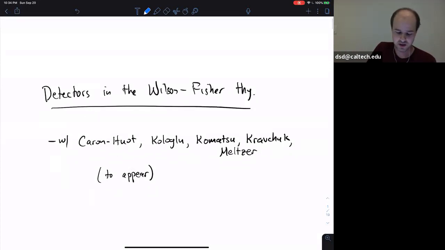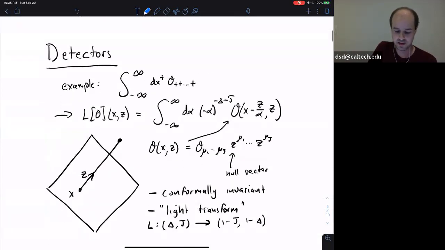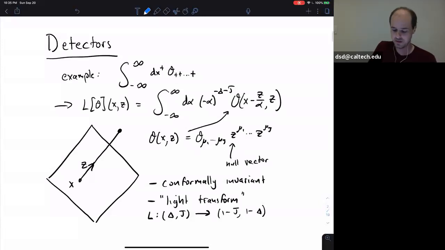The subject of the talk is detectors in the Wilson-Fisher theory. And I want to start by giving an idea of what I mean by a detector. I won't start with the definition, I'll start with an example. An example of a detector is the integral of a local operator along a null line. Here, for example, O is a local operator with spin J.